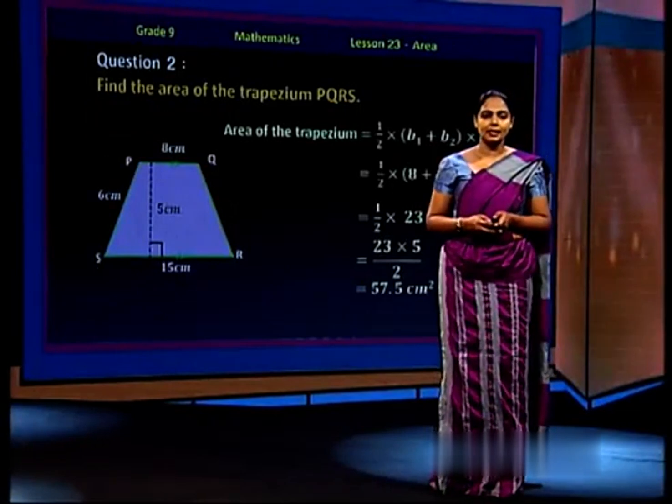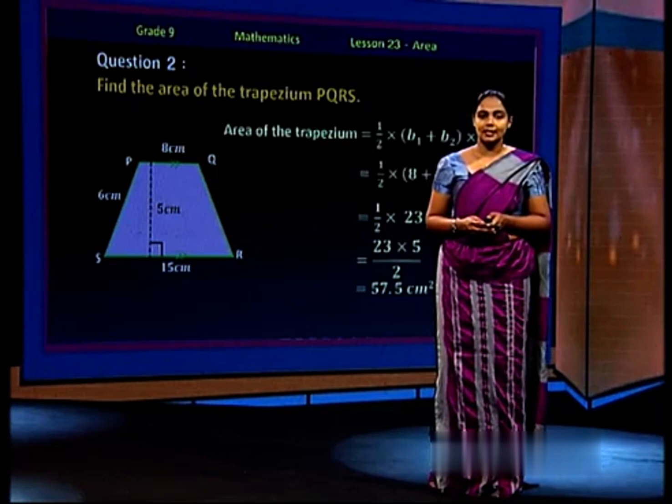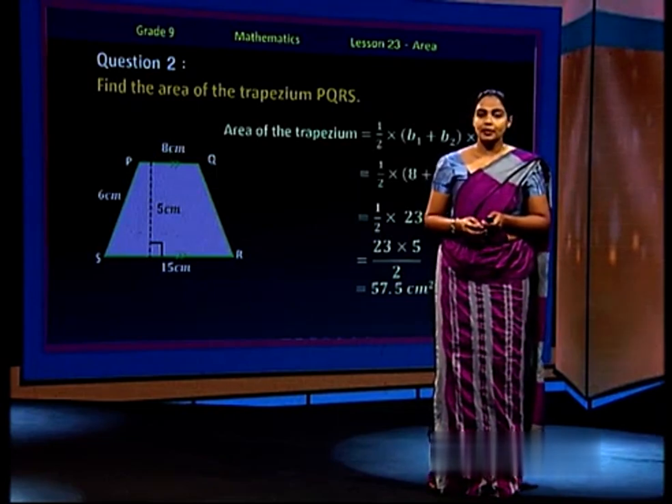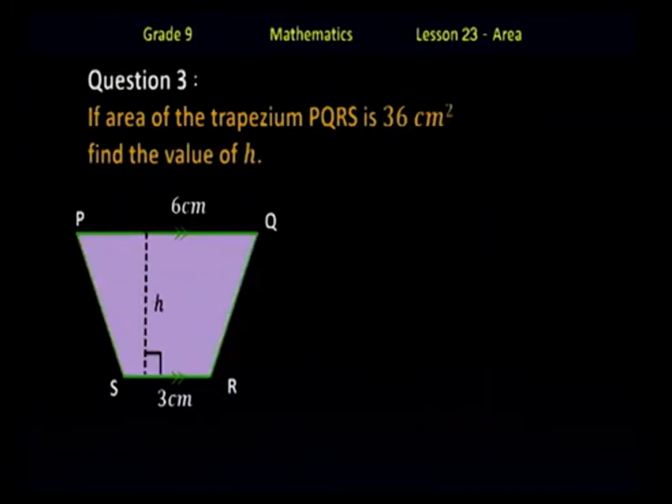57.5 square centimeters. It is very easy. You should know the method. Then find the correct sides, two parallel sides and corresponding perpendicular height. Then you can get the answer. Then there is another question for you.